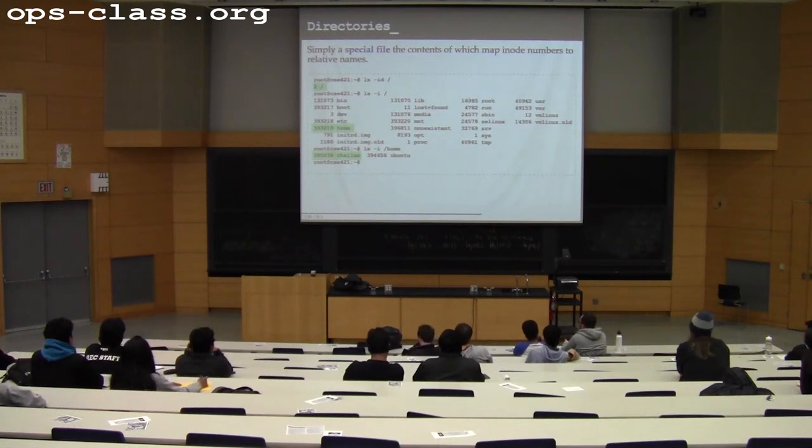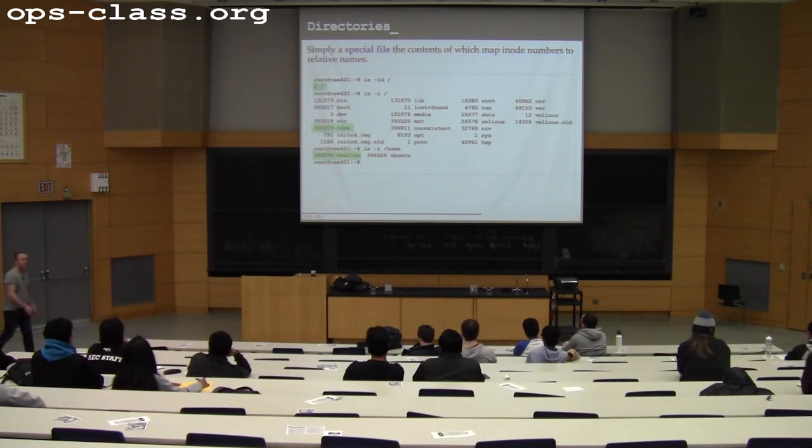So here's the root directory on a pretty typical Linux system. And this data structure inside the directory is mapping names, like bin, to numbers. So it says inside this there is a name called bin, and if you want to know more about bin, check out inode number 131,073.